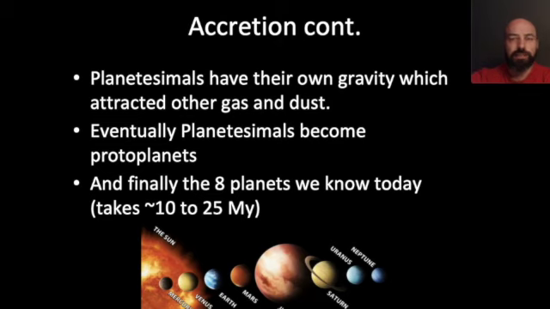As they get larger, they get more gravity, which ends up pulling in more gas and dust. And eventually these planetesimals form together into larger groups that are called protoplanets. And in our case, we have 8 of these protoplanets that then became the planets we know today. It takes 10 to 25 million years for all this to happen.